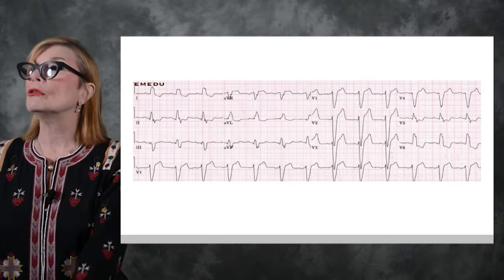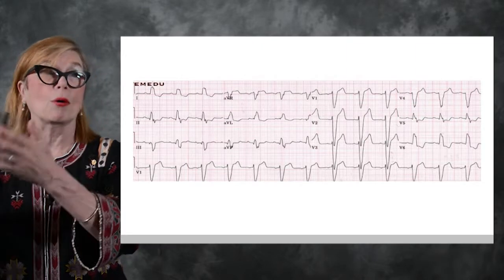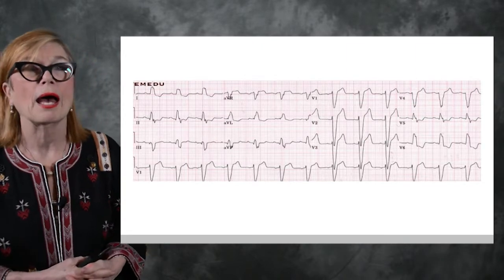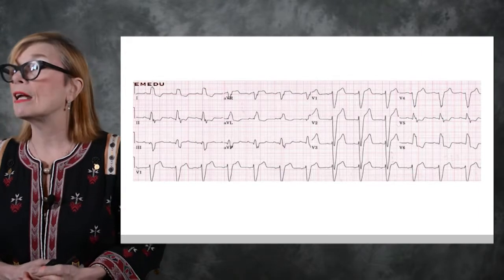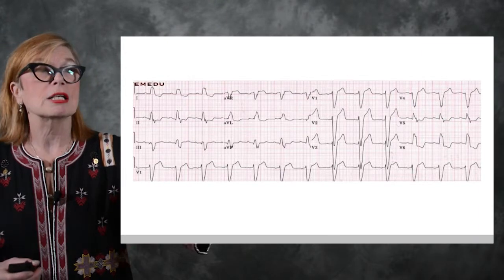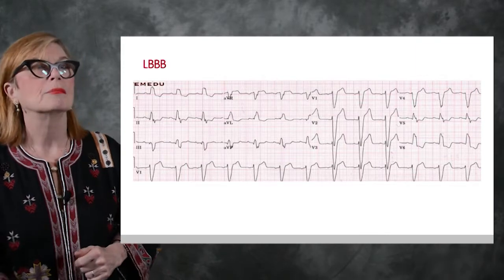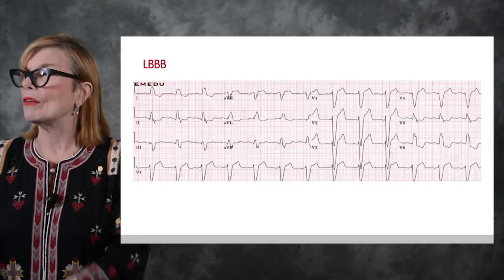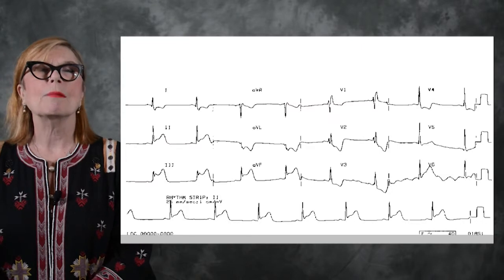In V6, do you see that you have a big upright and it's wide? Yes, of course you can. And V6 has an inverted T wave. So this patient has left bundle branch block. Okay, very good. I know you got it right. All right, what about this patient?